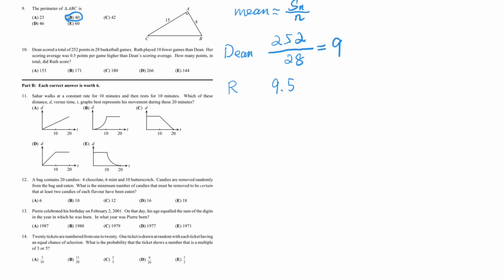Also, Ruth played 10 fewer games than Dean. Dean's total is 28, Ruth plays 10 fewer games, so her total is 18 games. So we use 9.5 times 18, that's 171. So Ruth's total points is 171. That's the answer B.